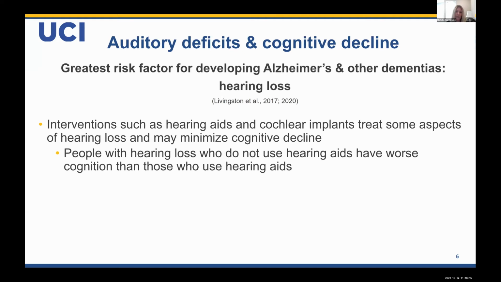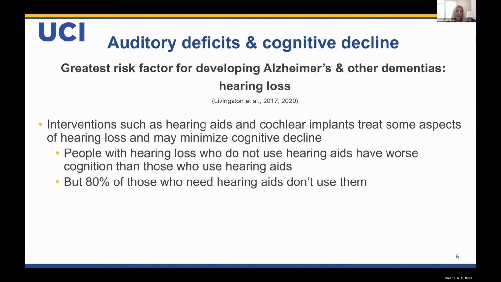So, for example, it's been well established that people with hearing loss who do not use their hearing aids have worse cognition than those who do use their hearing aids. That provides us some evidence that if we do treat the hearing loss, perhaps we can also treat or prevent the cognitive decline. We don't know for sure that there's a causal link here, but it looks promising, and that is part of what we're trying to characterize in our lab, and a couple other labs are doing the same.